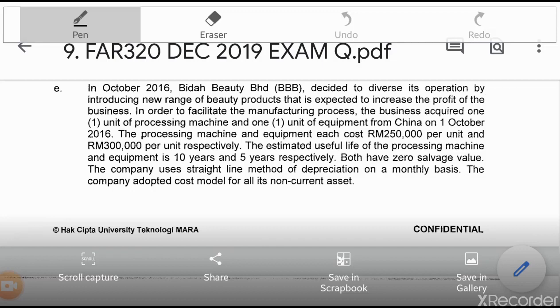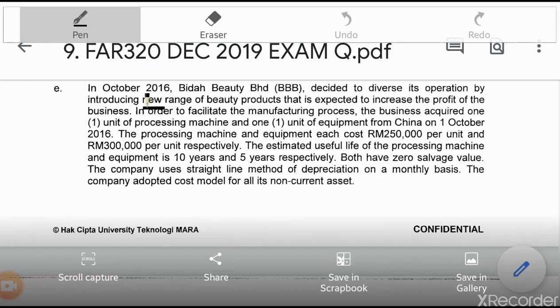Today we're going to discuss another question, the December 2019 final exam question. It's question 1E, and the question is at page 3. The question is asking us how to construct notes to the account pertaining to the movement of PPE. So let's read the question first before we construct and do the workings and check what the important highlights of the question are.